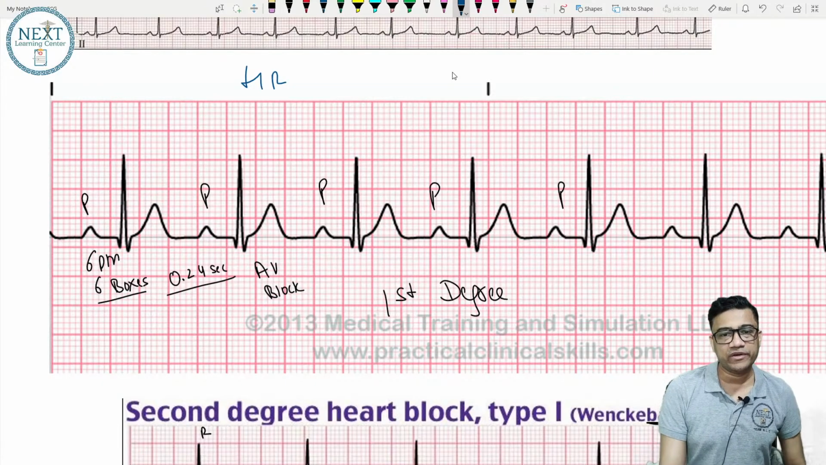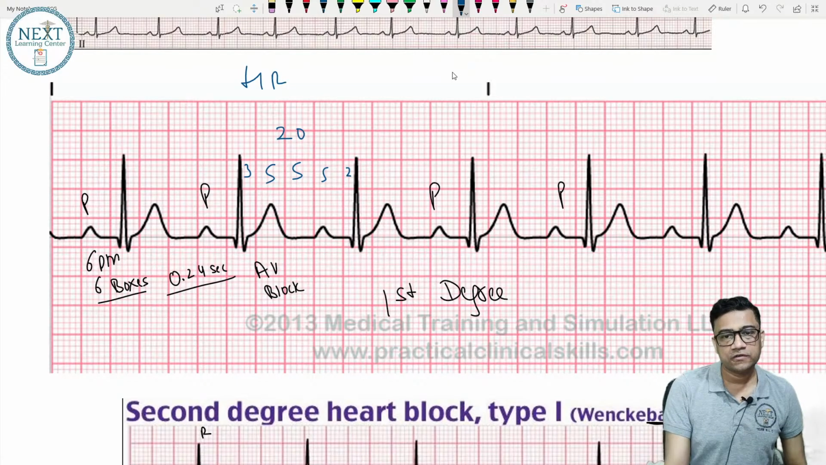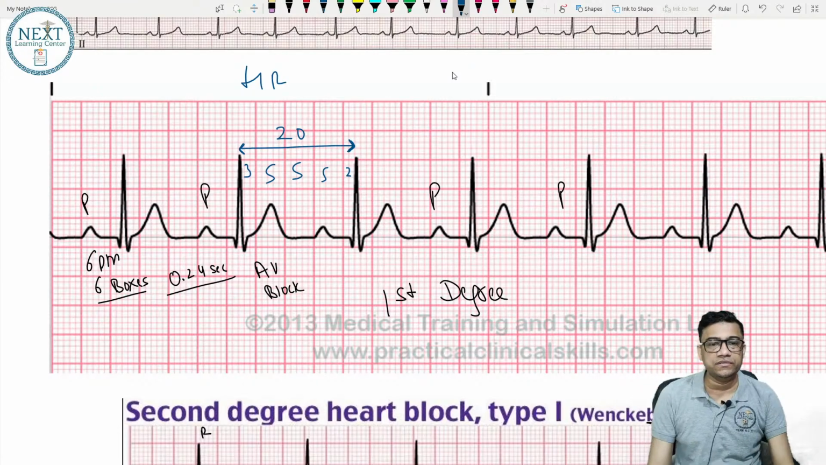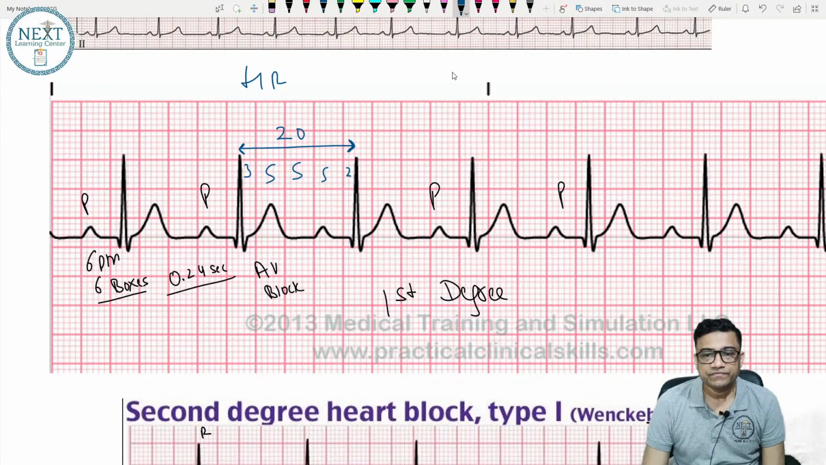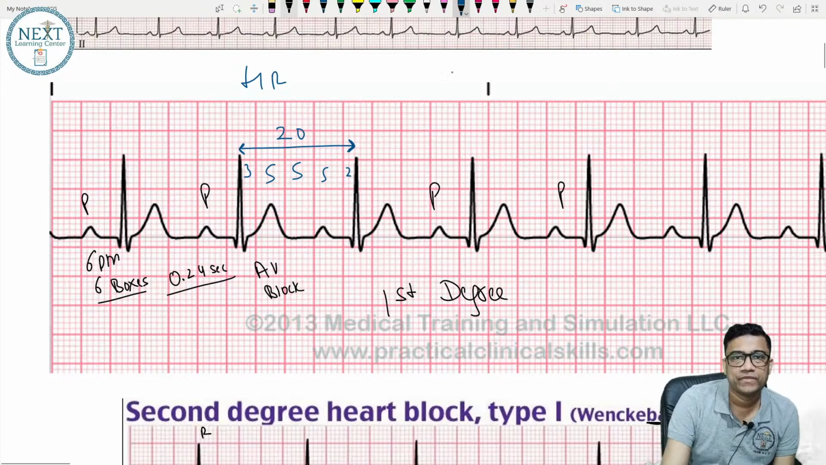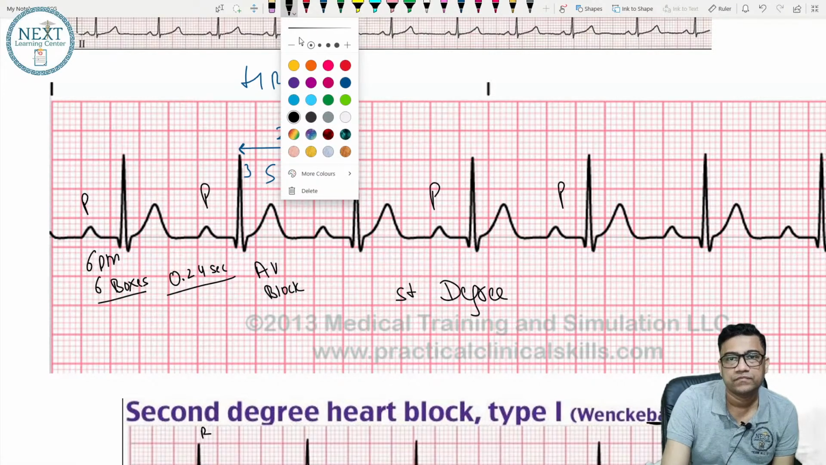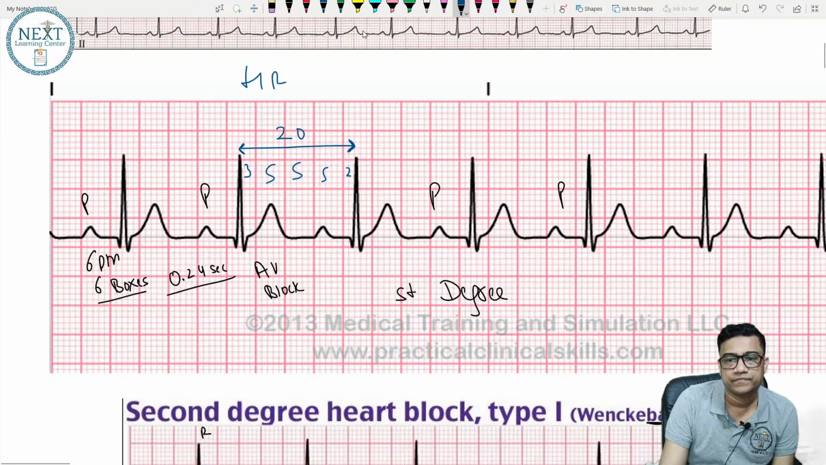Yes, see, calculate. 5, 5, 5. This is 3. This is 2. So 20. Are you clear? So this is our 20. So the value is 20. Okay.